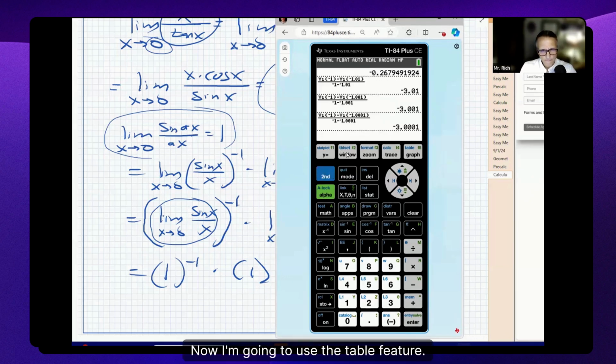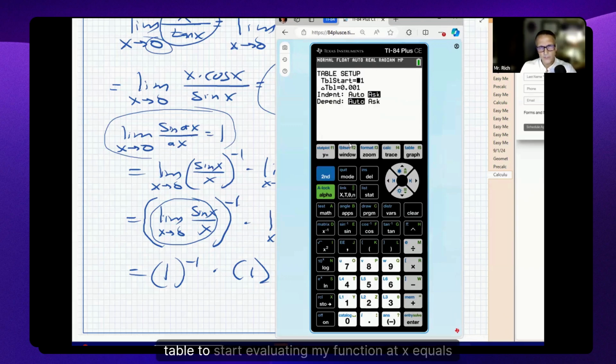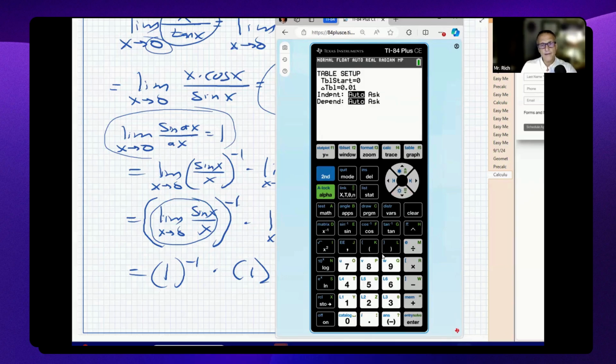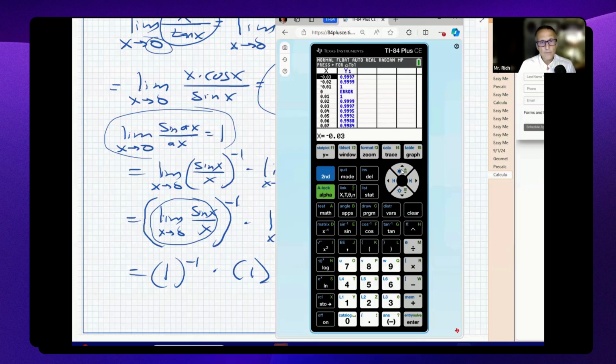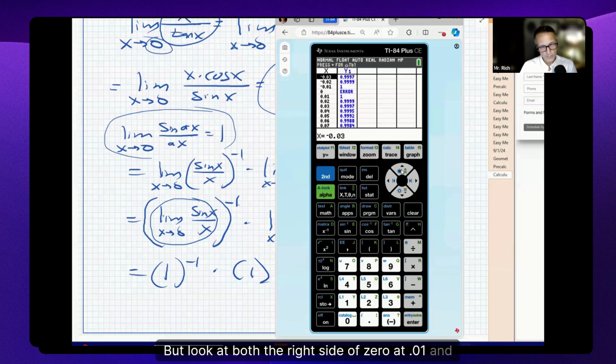Now I'm going to use the table feature. I'm going to tell the table to start evaluating my function at x equals 0 and to go up in really small increments. I'm going to do 0.01. And I'm going to tell it to autofill the table for both the x and the y values. Now I'm going to go look at the table. You can see that I do get an error at 0 because the function doesn't exist at 0. But look at both the right side of 0 at 0.01 and the left side, it rounds to an answer of 1. So that confirms numerically that the limit as x approaches 0 of that function is the number 1. Any other questions out there?